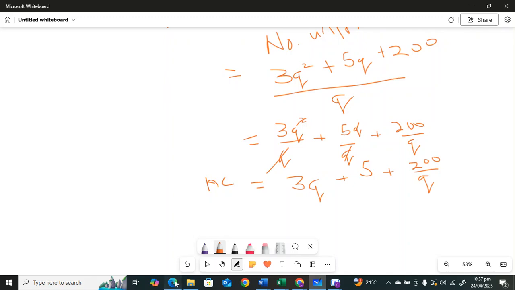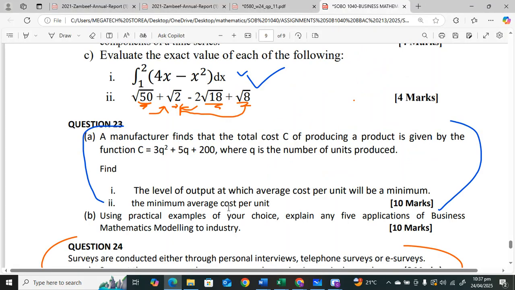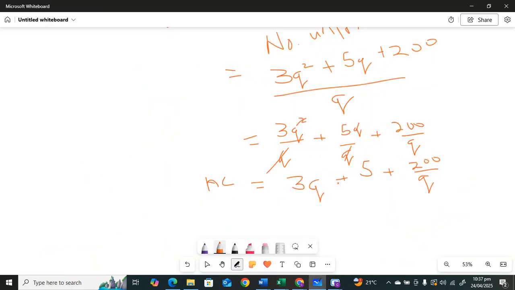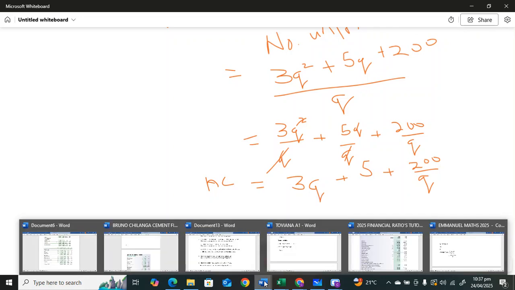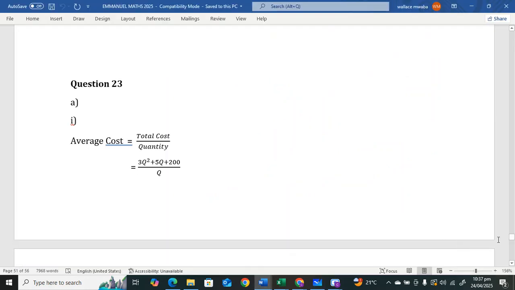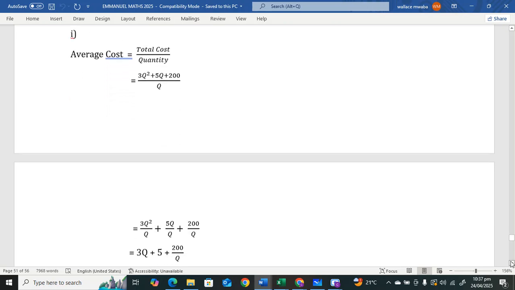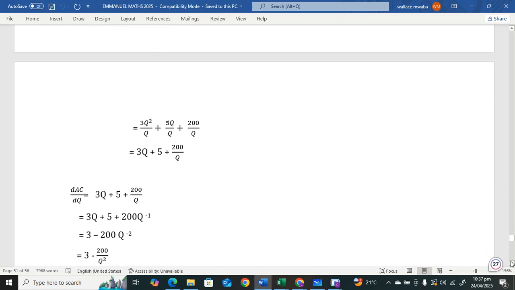Then the first question is asking us to find out the level of output at which the average cost will be minimum. So basically, we need to find Q. Okay, so this is the first part here. First, get your average cost. And then it's to derive next.